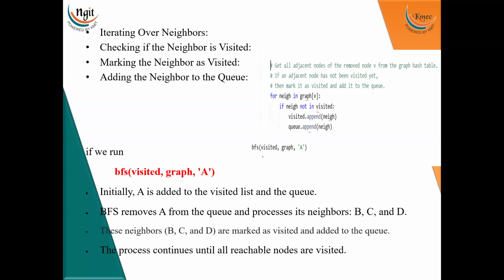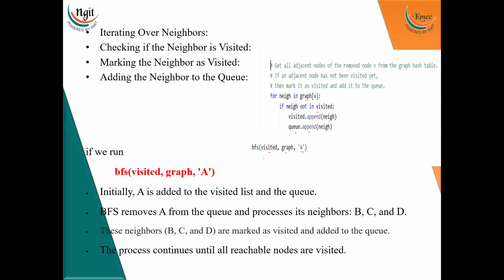Then we are running the function with visited, graph, and the node A. So when we run this piece of code, BFS visited graph A, initially A is added to the visited list, and at the same time it is added to the queue.